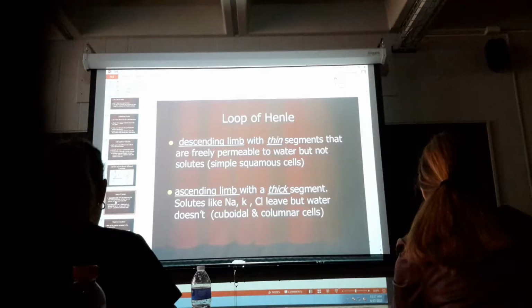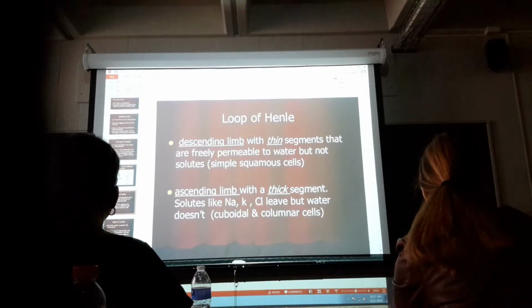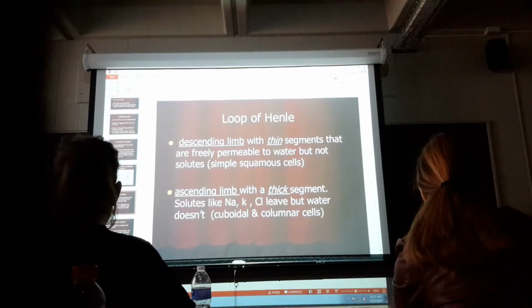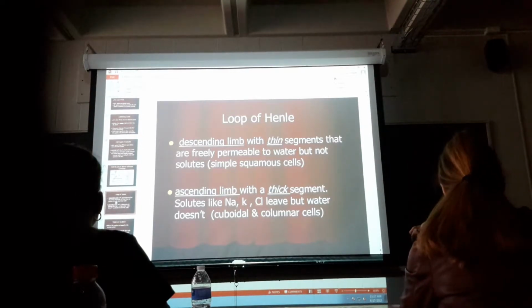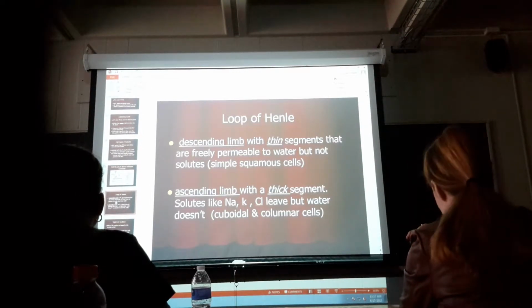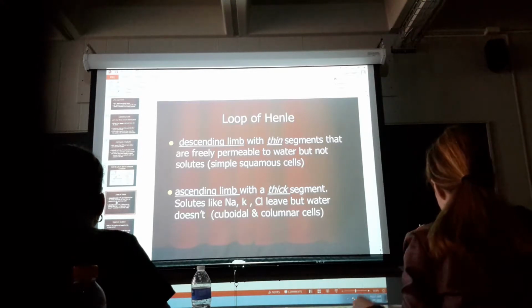Loop of Henle, as we're going down, the descending limb, that's thinner. If we look at it under the microscope, it's thinner, and that side is only permeable to water. It's going to be made up of simple squamous. Remember, one layer, simple squamous, very thin layer, so water can diffuse nice and easily in and out that layer.